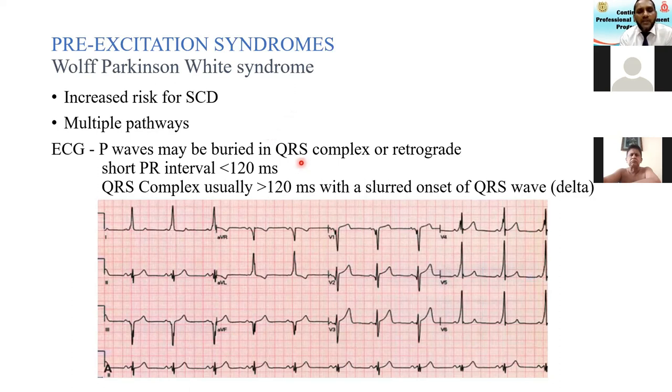If you look at it, the PR interval is short, and the QRS complex is usually wide, more than 10 mm, with slurring. The onset of the QRS complex is slurred. That is what we call a delta wave. The delta wave is a slurred component at the beginning of the QRS complex, with a short PR interval. And there are two types of WPW, type A and type B, depending on the left and right pathways.